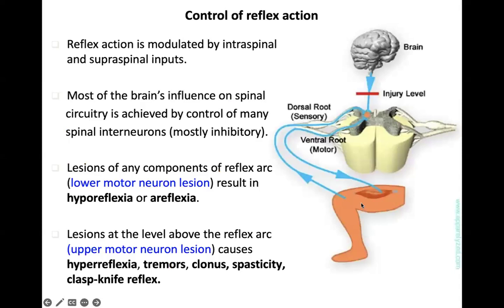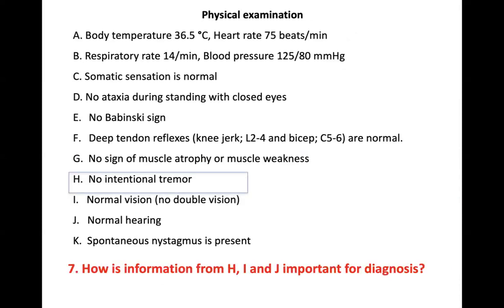Good job. So again, this is just a review. If you still don't understand what's going on, go back and review these: lower motor neuron lesions, upper motor neuron lesions, what's going on in the reflex. So continue. Next questions. Information from H, I, and J. Okay, H, I, and J. Any group want to volunteer?